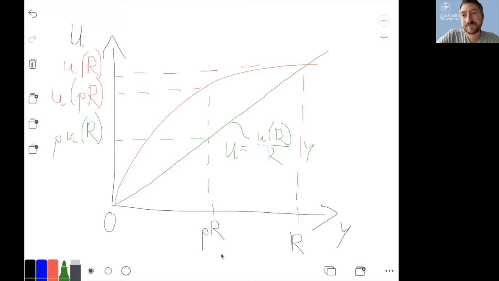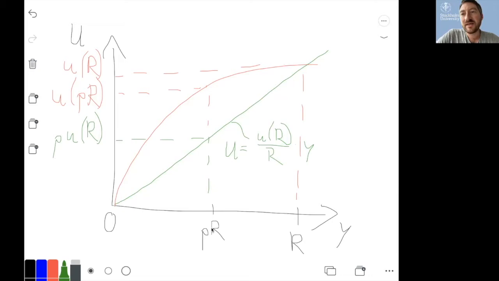So we can now ask, where does utility lie with and without insurance? I've drawn the utility function in red here. The fact that it's bent like this tells you that it's a concave function. And we can read off the utility of the certain outcome PR in the case of insurance by simply going up from PR and looking at the value of that function at that point on the x-axis. And that's U of PR, the utility at the point PR.